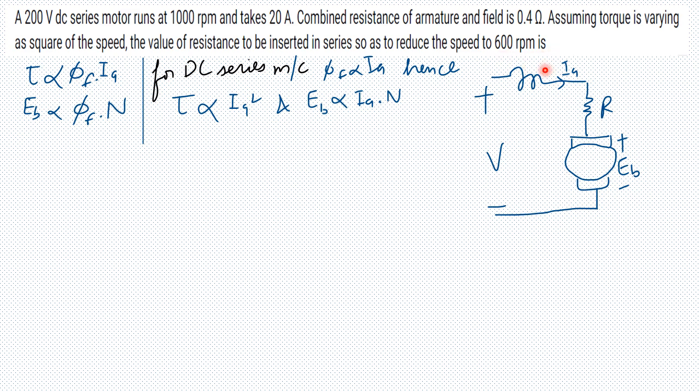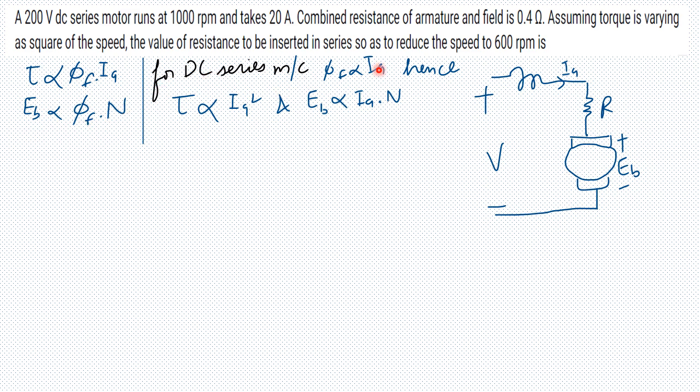We need to find the resistance to be inserted in series so that the speed reduces to 600 rpm. We know that for any DC machine, torque is proportional to the product of flux and armature current, and the back EMF is proportional to the flux and speed, where N is the speed and phi f is the field flux.